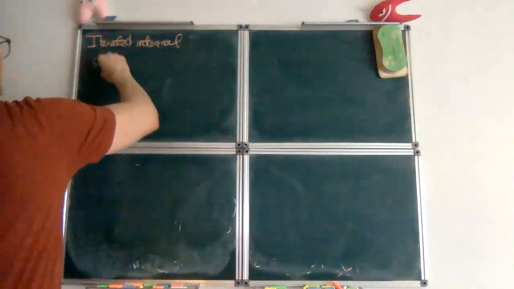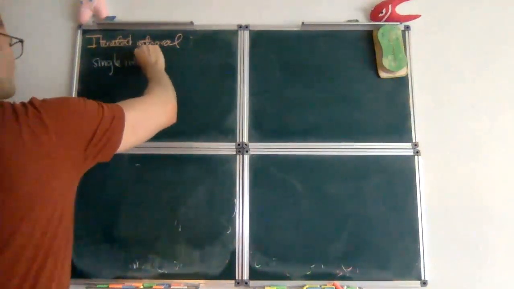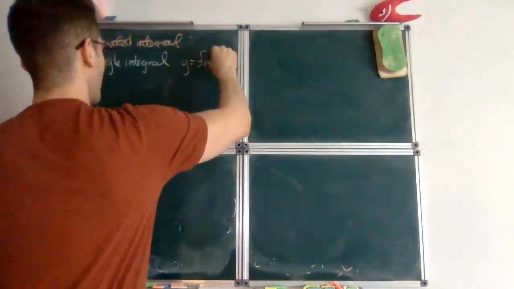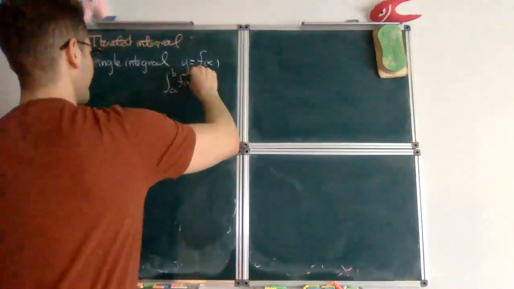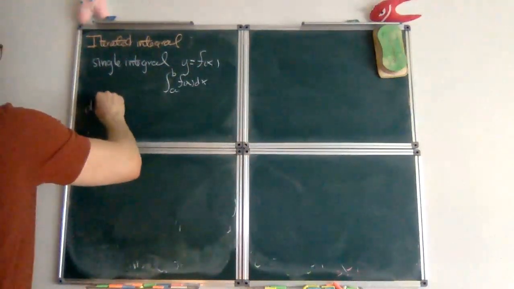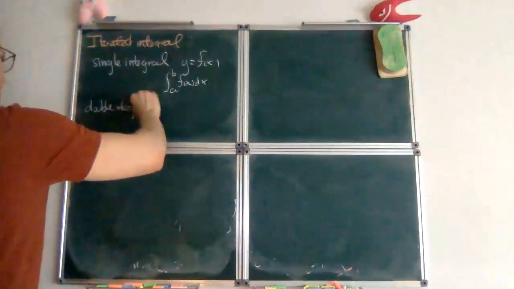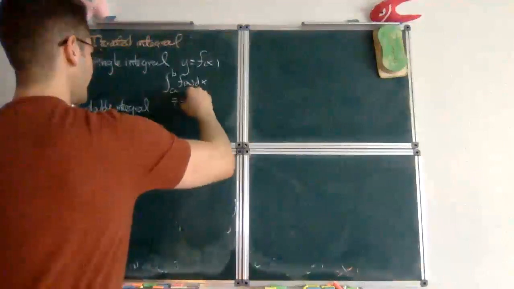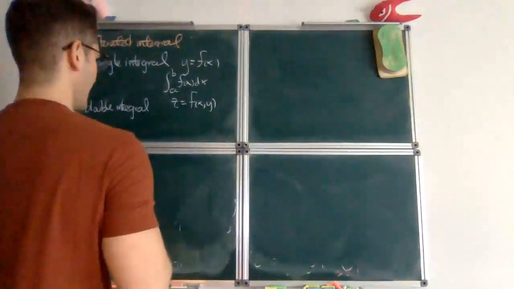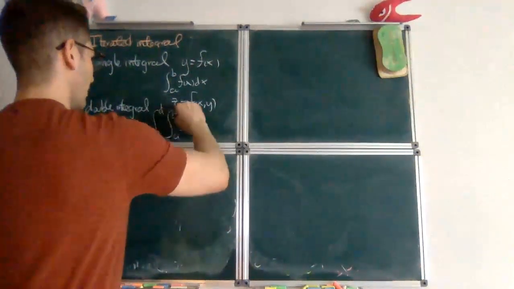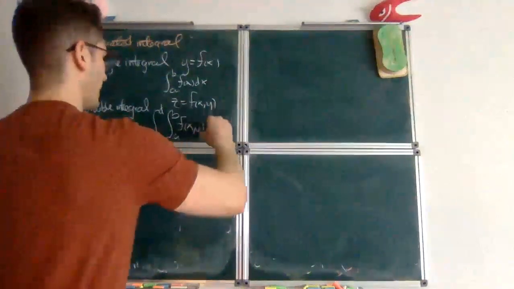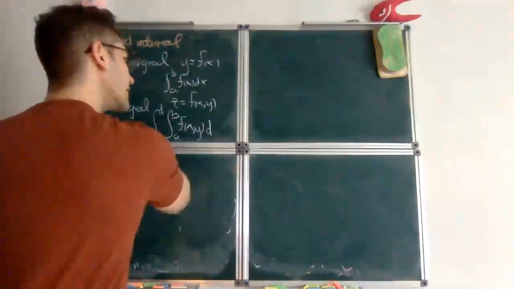But so for a single integral, we have something like y equals f of x, and we would consider an expression like the integral from a to b of f of x dx. For a double integral, as will become more clear later, we have something like z equals f of x, y, and analogously we will consider something like the integral from c to d, from a to b of f of x, y, let's say dx dy.